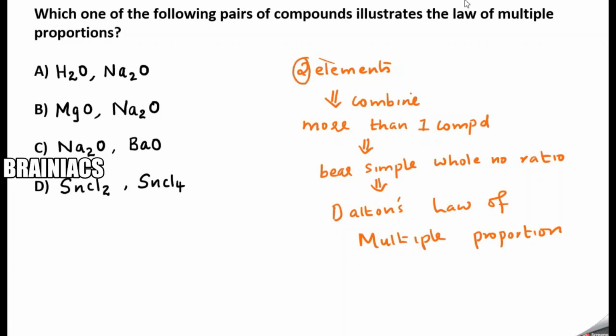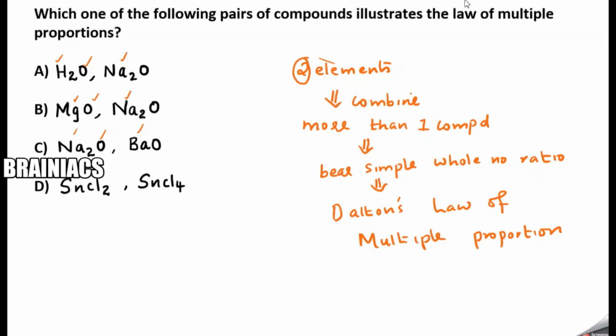Not more than two, or not less than two. Two elements combine to form more than one compound. So let's see in option A how many elements are there. Hydrogen, oxygen, and sodium, so that is three elements. Next option: magnesium, oxygen, and sodium, also three elements. In the next option: sodium, oxygen, and barium, so that is also three elements.